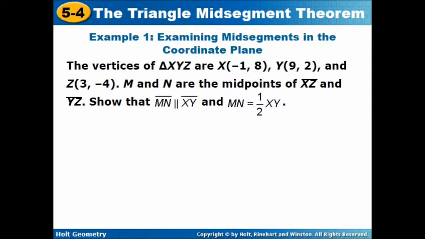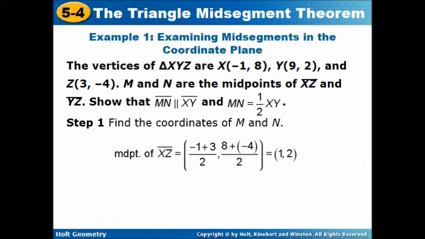M and N are the midpoints of line segment XZ and line segment YZ. Show that line segment MN is parallel to line segment XY and that line segment MN equals 1/2 of line segment XY. And those, of course, are the two critical properties. The first step we're going to use to do this is to find the coordinates of M and N.